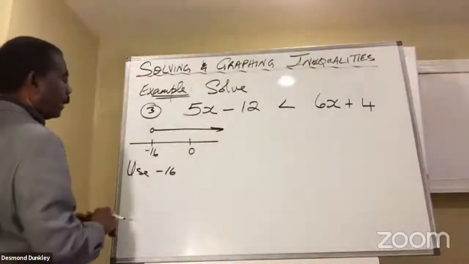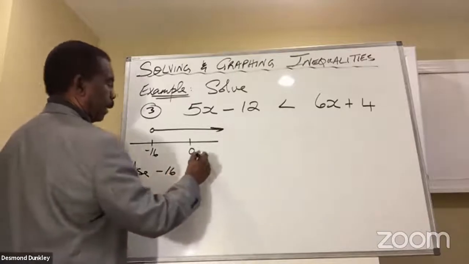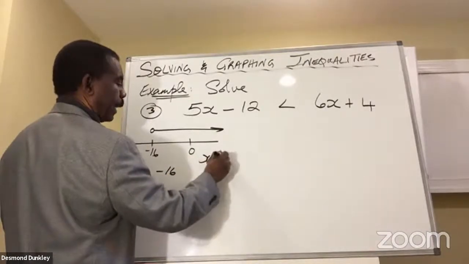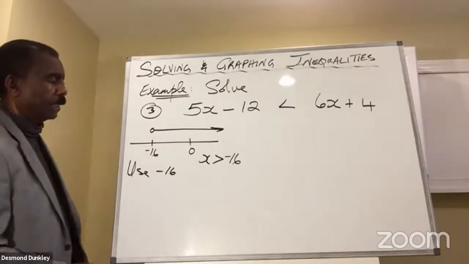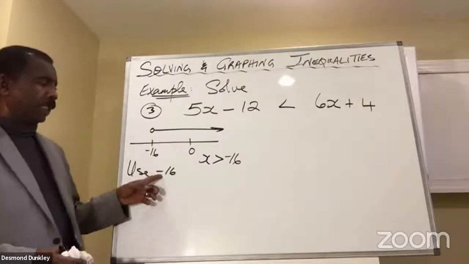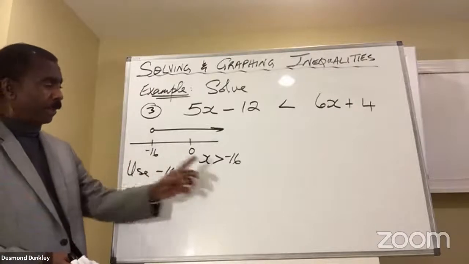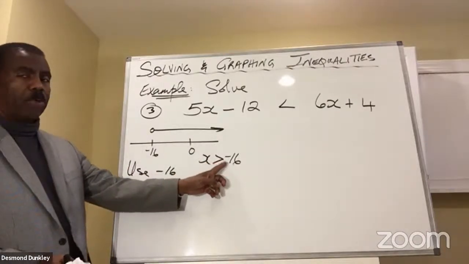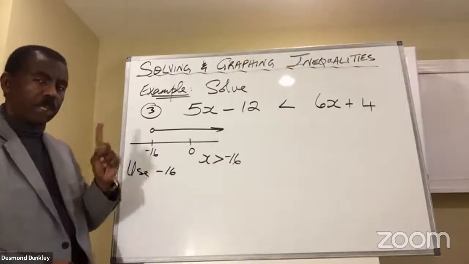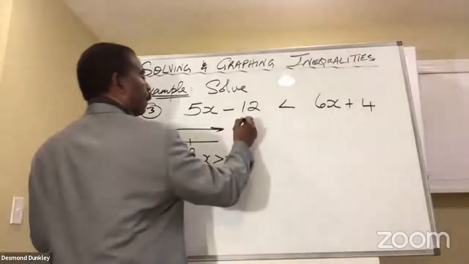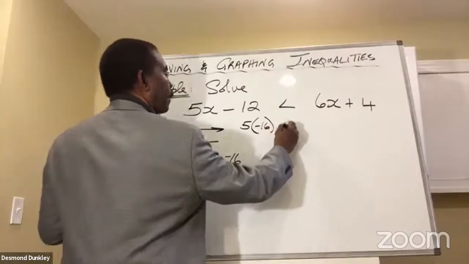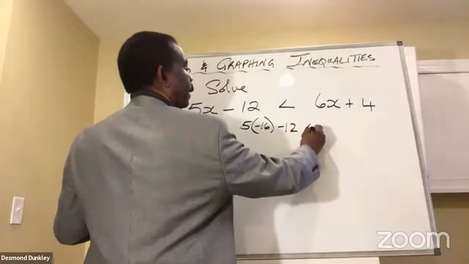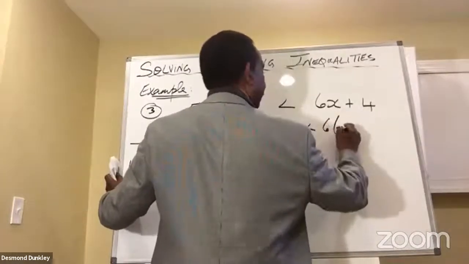Again, our answer was x is greater than -16. That's our answer. So we're going to use -16. So -16 should fail because x is supposed to be greater. So if I use -16, it should not work. We go 5 times -16 minus 12. Is that less than 6 times -15?